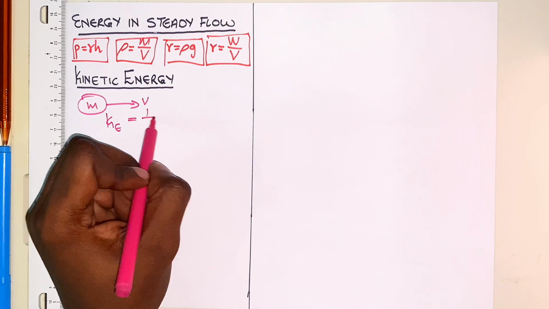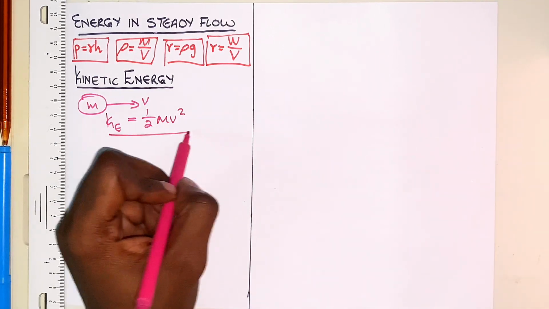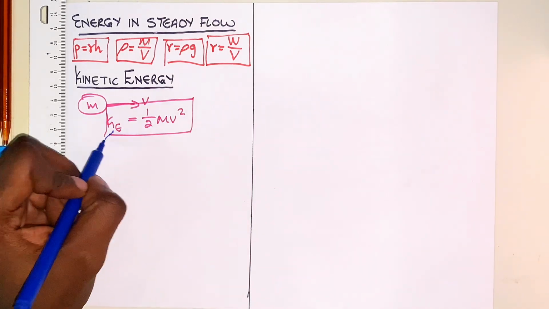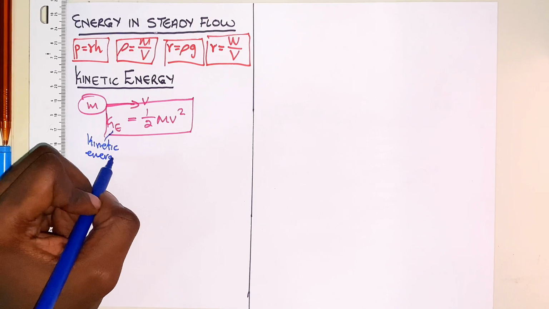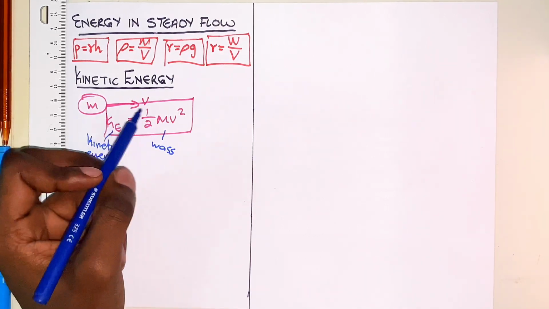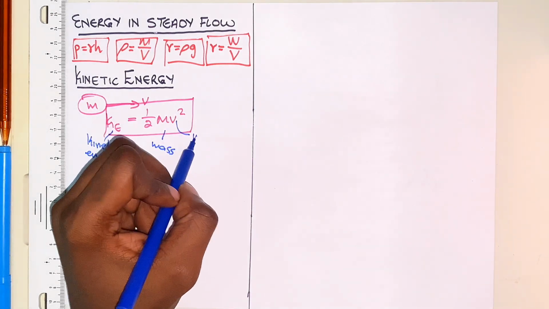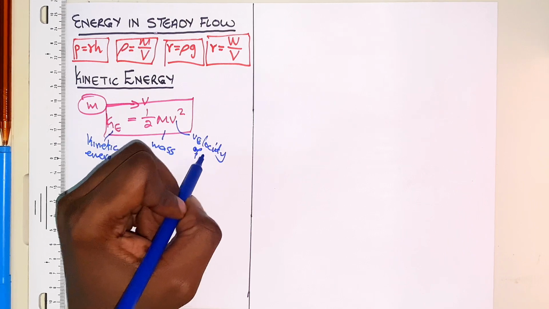kinetic energy equal to 1/2 m v squared. Now this will be your kinetic energy. This will be the mass of the fluid, and this will be the velocity of particles.